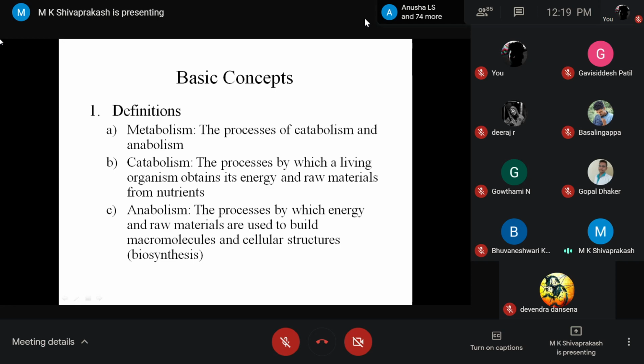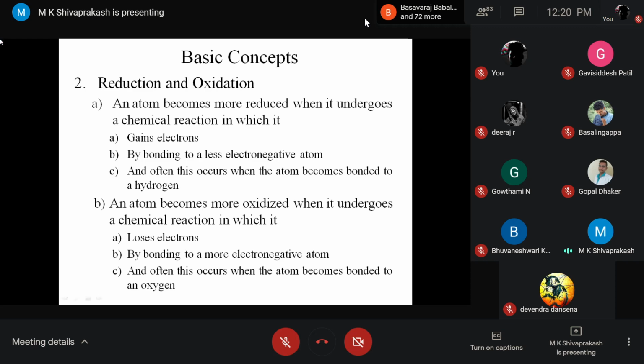for the biosynthetic pathways. The next reaction is anabolism, the process by which the energy and raw materials are used to build macromolecules and cellular structures. It is also called biosynthesis. Some familiar examples are biosynthesis of proteins, biosynthesis of lipids, biosynthesis of carbohydrates, and biosynthesis of nucleic acids.